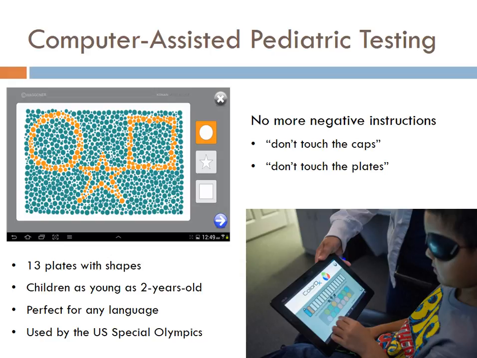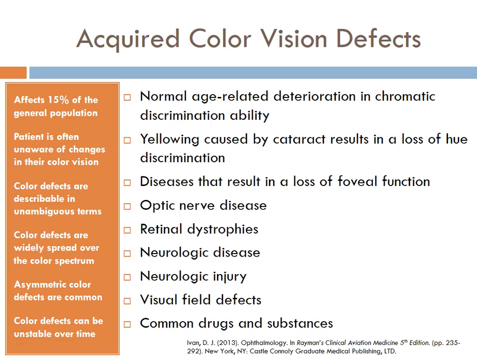Let's talk about what I really want to get into, and that's people that have ocular disease, systemic disease, neurologic disease that can affect their color vision, and I want to find out if that's what's going on. So we're talking now about acquired color vision defects.